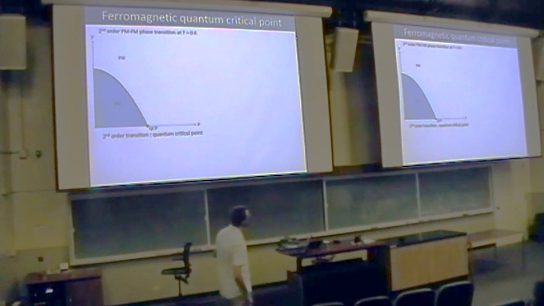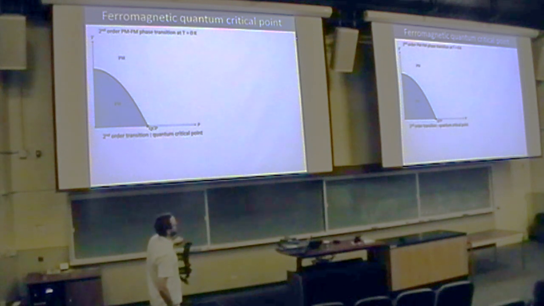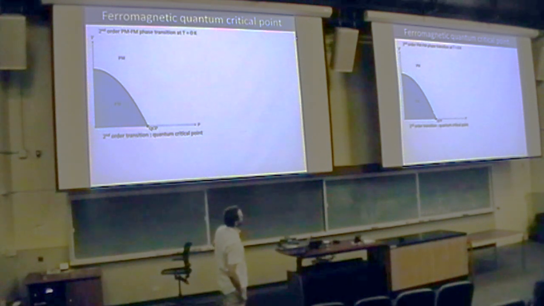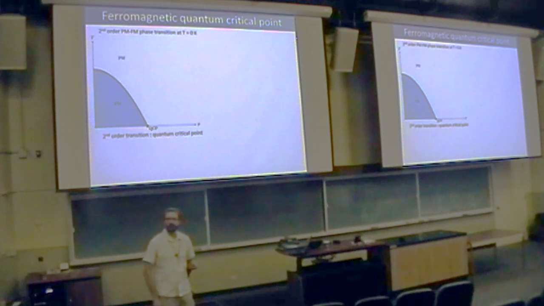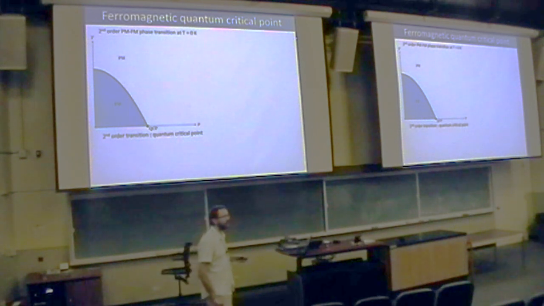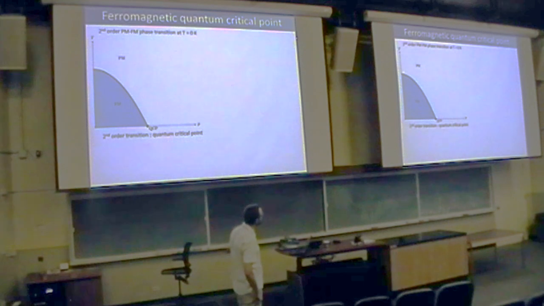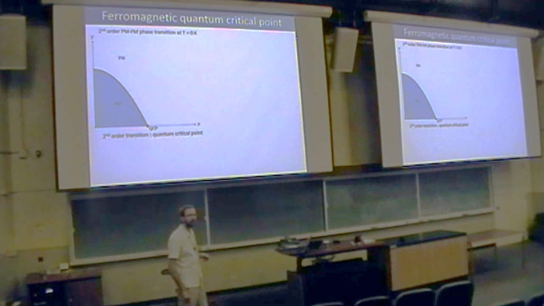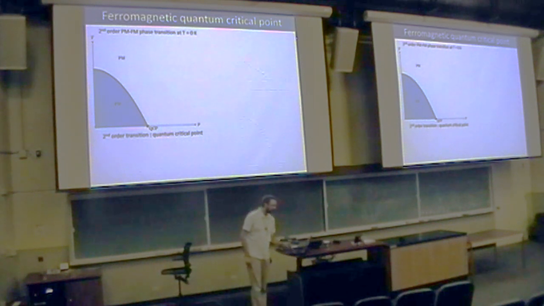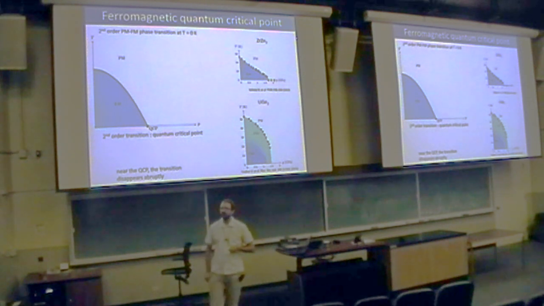So what is that? You have a paramagnetic state and a ferromagnetic state, so you have a transition that is of the second order between the two, and you tune this transition so that it happens at 0 Kelvin. And you do this using a tuning parameter, which can be pressure, chemical substitutions, or magnetic field. And then you have a second order phase transition that happens at 0 Kelvin, and that's what we call a quantum critical point.